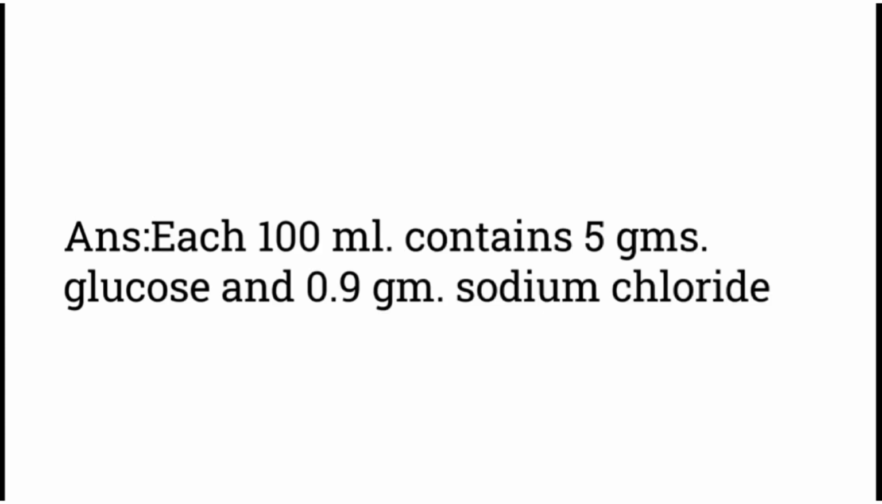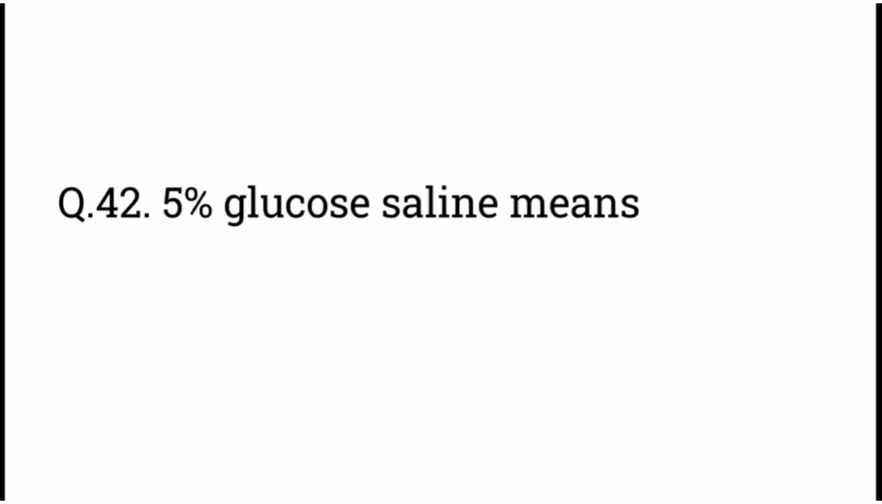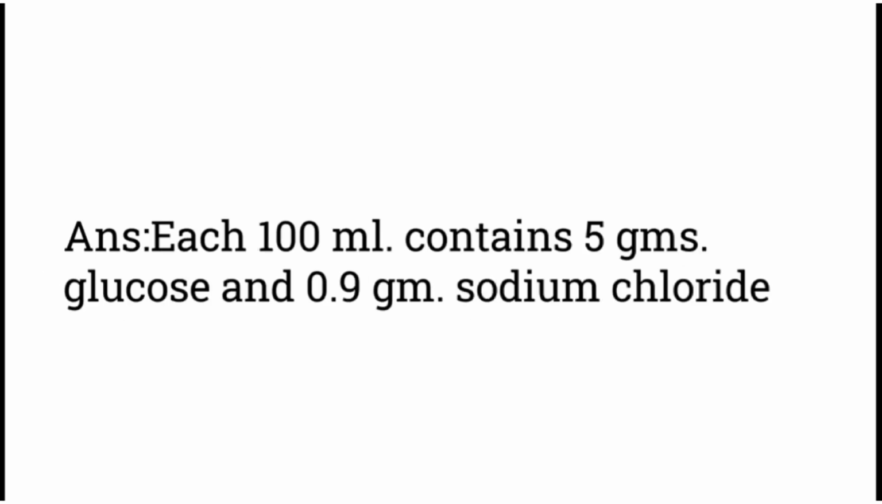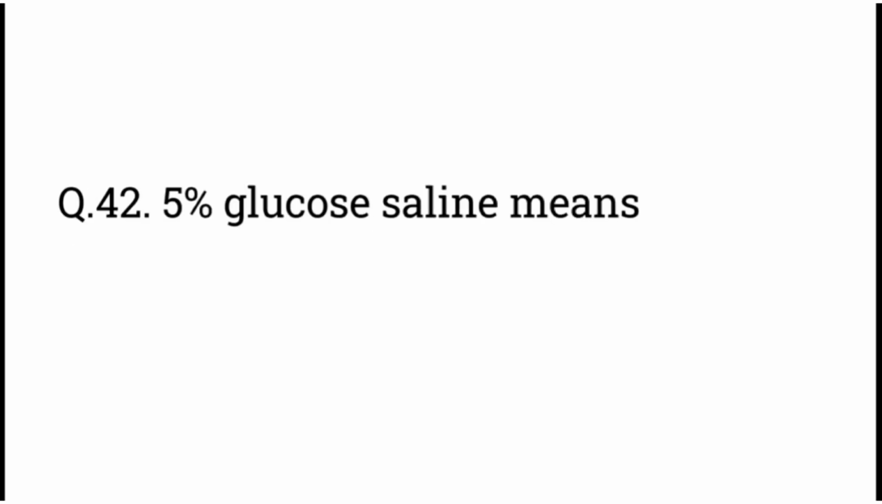I will repeat the answer again. 100 ml contains 5 grams of glucose and 0.9 grams of sodium chloride. This is 5% glucose saline. And if the concentration is not 0.9 grams and it is 0.45, then it becomes 5% glucose half saline.